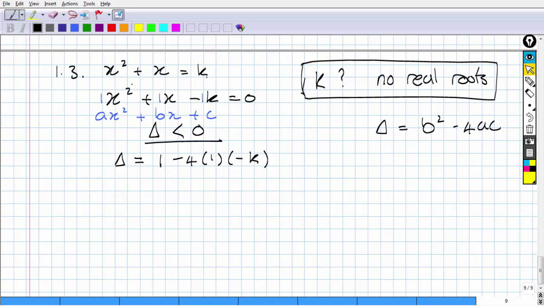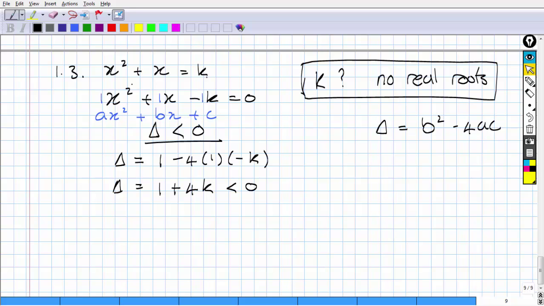Sorry, previously I said c was negative 1. C is negative 1k. And we look at that and we say, well, delta then equals 1 minus 4 times 1 is just minus 4 times negative k is just plus 4k. But we're not actually supposed to be using the equal sign. We're supposed to say, well, delta must be less than 0. So what we can say is this whole thing must be less than 0.